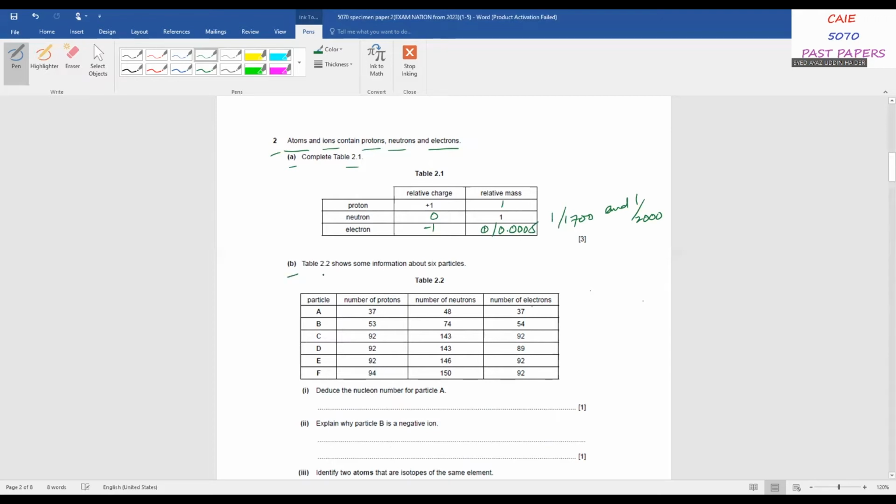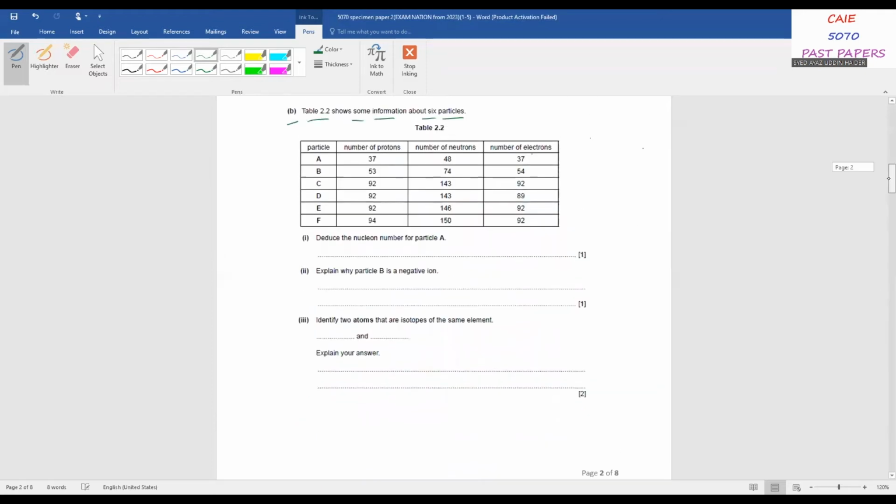Part B, table 2.1 shows some information about 6 particles. So part 1, deduce the nucleon number for particle A. For particle A, how you going to find the nucleon number? You will simply add up the protons and neutrons. That will be 37 plus 48. What you will get? You will get 85.